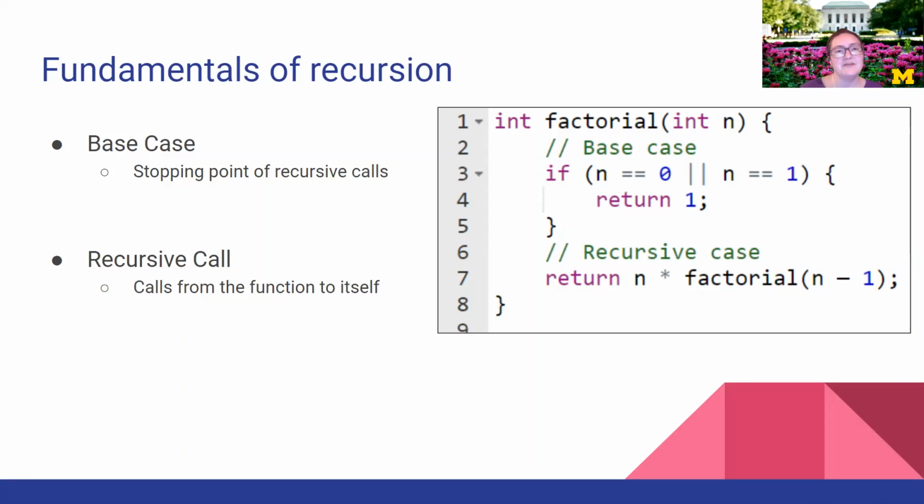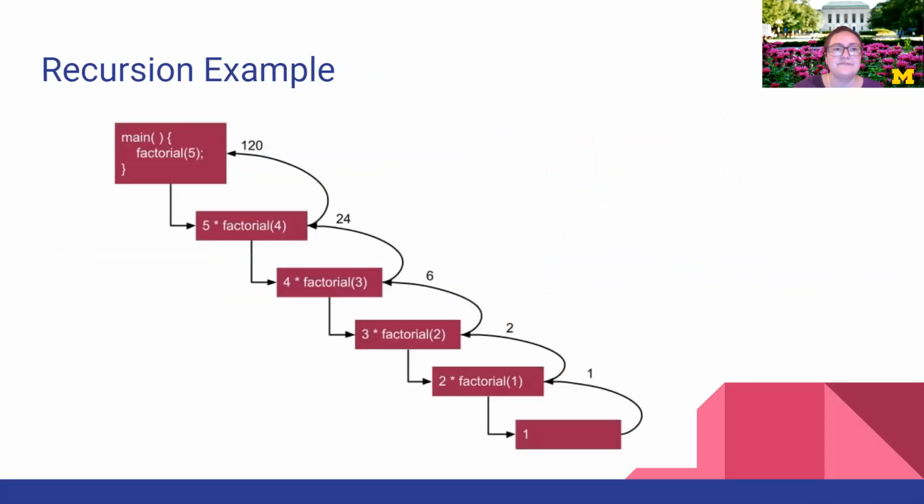And then the second fundamental of recursion is the recursive call, and this is any call from the function to itself. So in our function factorial, we see that the base case is at line 3 if n equals 0 or n equals 1, and the recursive call is in line 7 when factorial calls itself. There can be multiple base cases, as you see here. n could equal 0 or 1, as both of those are base cases, and there can be multiple recursive calls. But you always have to have at least one base case for your recursion to stop, and for a function to be recursive, it has to have at least one recursive call.